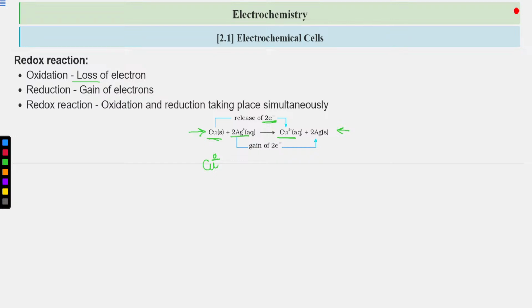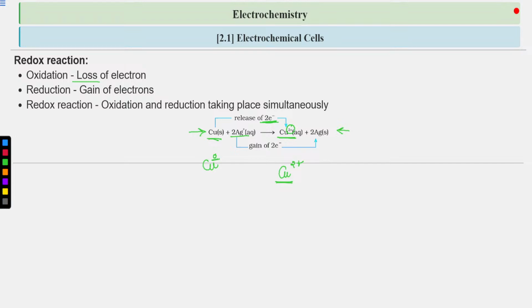What does that mean? It loses its electrons to gain the positive charge, which is 2 plus. Now copper 2 plus indicates that it has lost two electrons. So in this process of converting copper 0 to copper 2 plus, the release of two electrons is happening, which is the oxidation process, right?